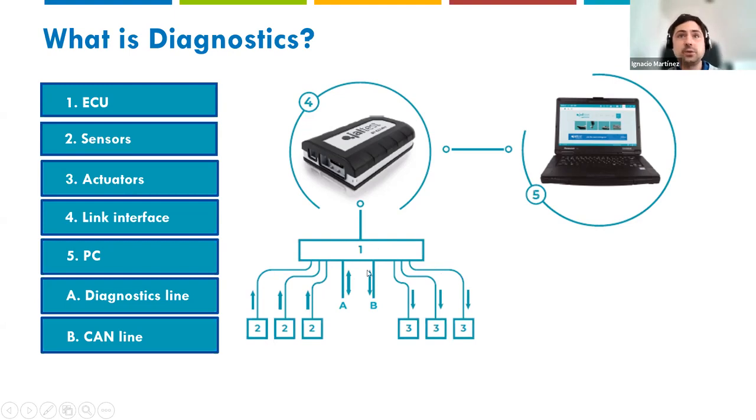Then we have two other elements. This is going to be the diagnostics line, the communication line between the ECM and all the sensors and everything with the diagnostics platform. And then we have B, the CAN lines. This is the communication line between the different ECMs that we have in a single vessel, because we can have different engines, all types of systems, central computer, digital levers.